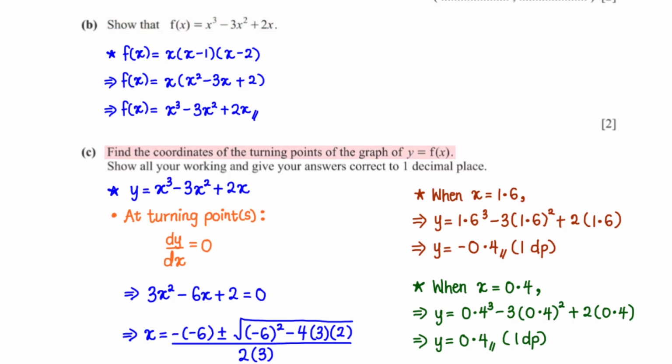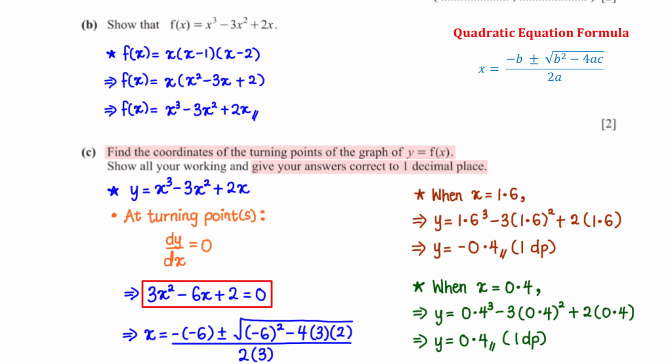Find the coordinates of the turning point of the graph of y equals f of x. Show all your working and give your answers correct to one decimal place. At any turning point, dy/dx is equal to 0. To get dy/dx, we differentiate the equation of the curve, and this gives us 3x squared minus 6x plus 2, which we equate to 0 to get the x coordinate of the turning point.